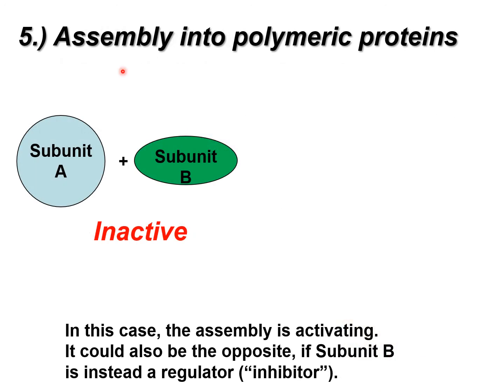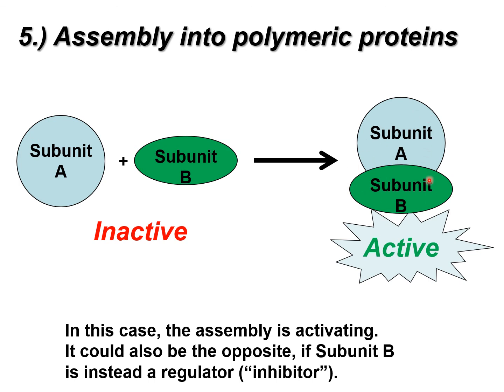Lastly, this idea of assembly into polymeric proteins, where if you have these 2 subunits separated, the enzymatic function doesn't occur. But if they associate, and usually it's a non-covalent association using hydrogen bonds and ionic bonds and van der Waals, hydrophobic interactions, once those units associate, then we have an active enzymatic complex. So we can regulate the enzymatic activity by whether we have, or how much we have of, both subunits.